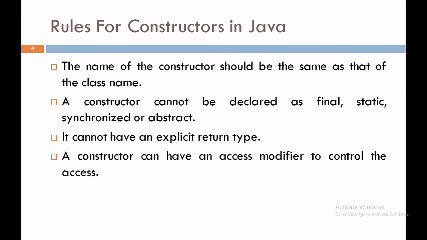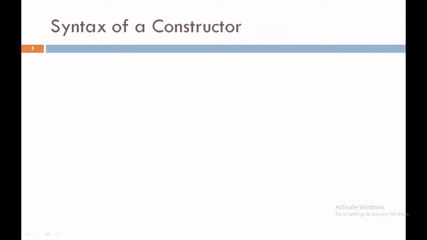Then a constructor can have an access modifier like public, default, private, protected. And these access modifiers are used to control the access of the constructor. So these are the rules. You should follow these rules while creating a constructor in Java. Now we discuss the syntax of a constructor. That means how to declare a constructor in Java.